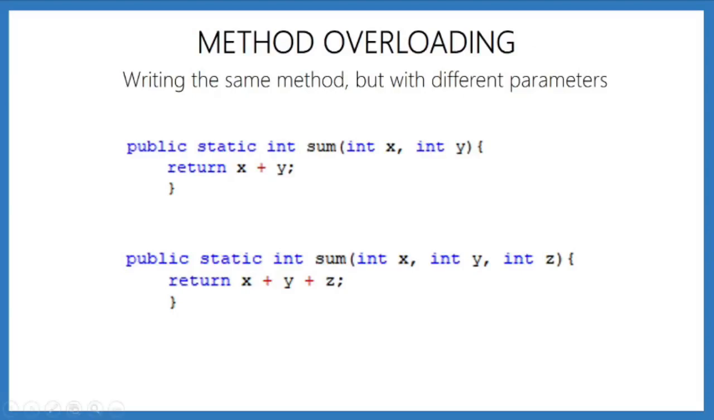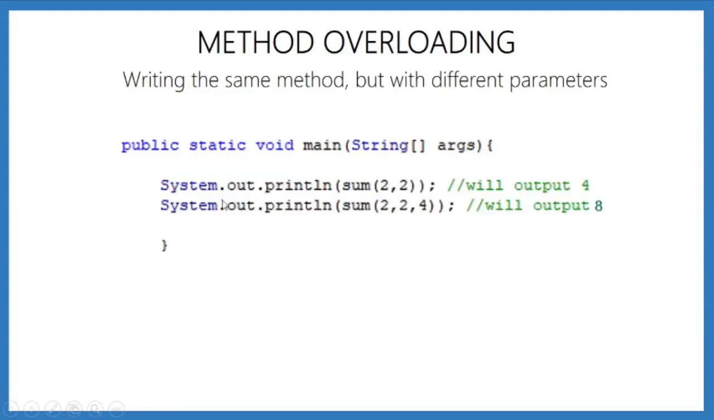As you can see here, there are two methods with the same name but different parameters. The first method has two parameters and will return two integers. The next method has three parameters and will return three integers.